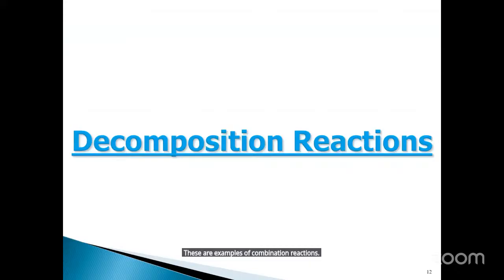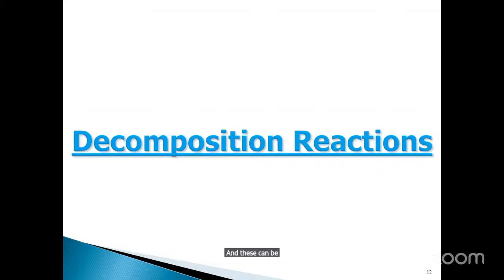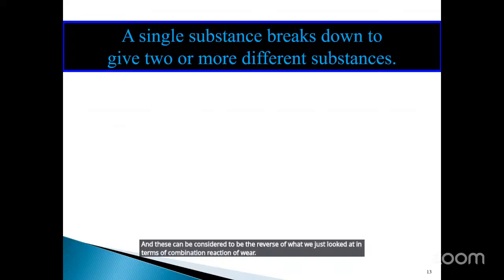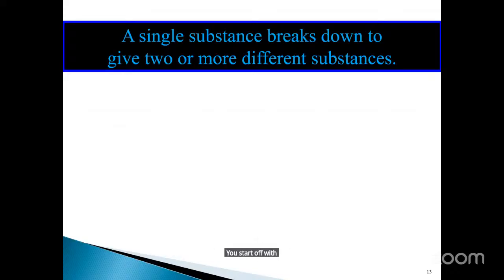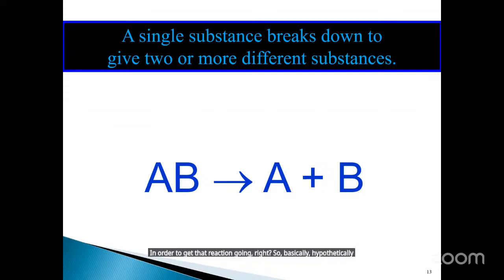So the next group of reactions we're going to look at is what are called decomposition reactions. And these can be considered to be the reverse of what we just looked at in terms of combination reactions, where you start off with one reactant and you end up with more than one product. And usually I might add, this type of reaction requires heat in order to get that reaction going, right? So basically, hypothetically speaking, AB is the reactant, and when it undergoes decomposition, it forms A plus B.